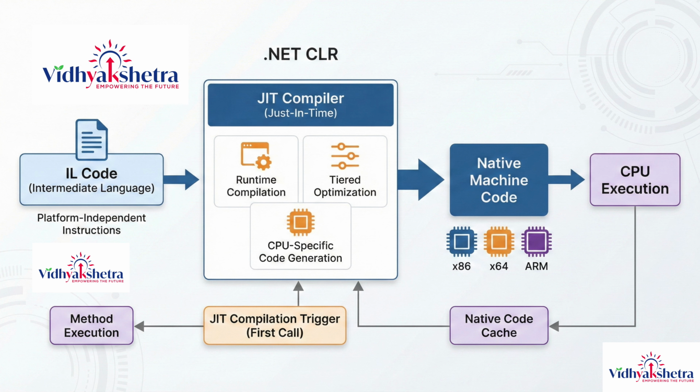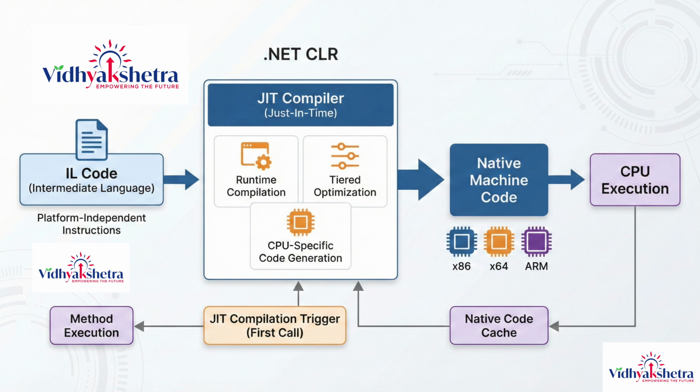x64, or ARM. The main purpose of the JIT compiler is to perform compilation at runtime rather than at build time. This approach provides flexibility and allows the runtime to optimize code based on the actual execution environment. Unlike traditional ahead-of-time compilation, JIT compilation enables the runtime to generate highly optimized machine code tailored to the specific CPU and execution patterns. The JIT compiler operates on a method-by-method basis.